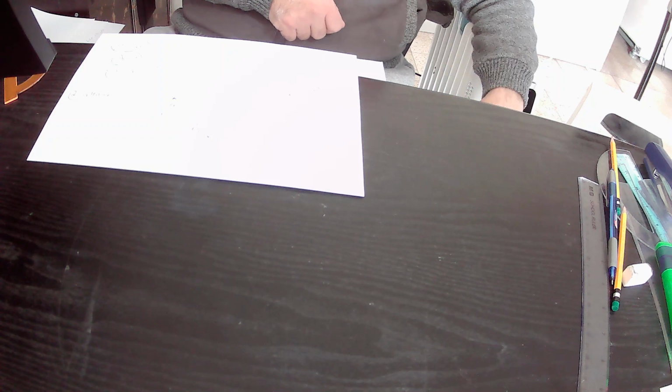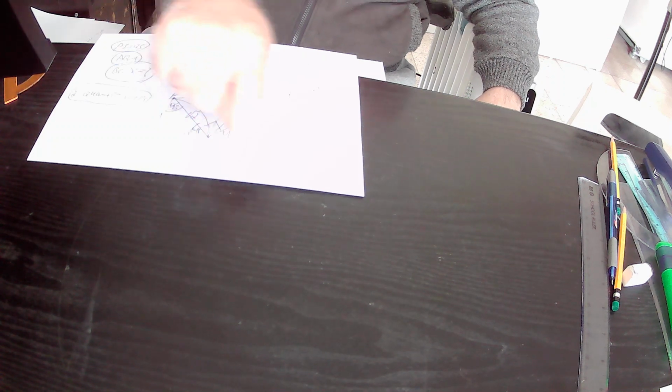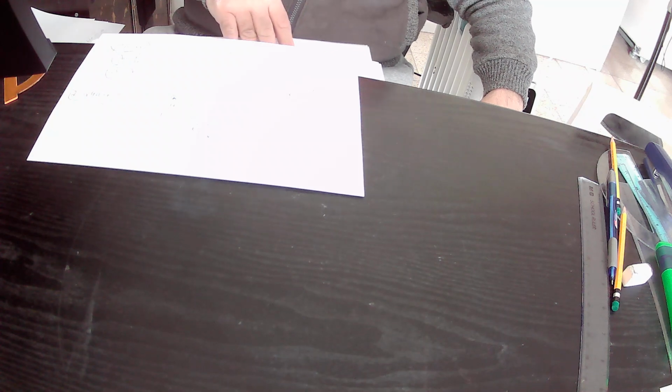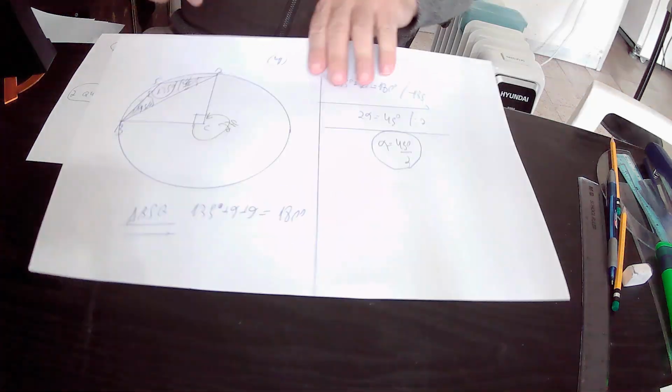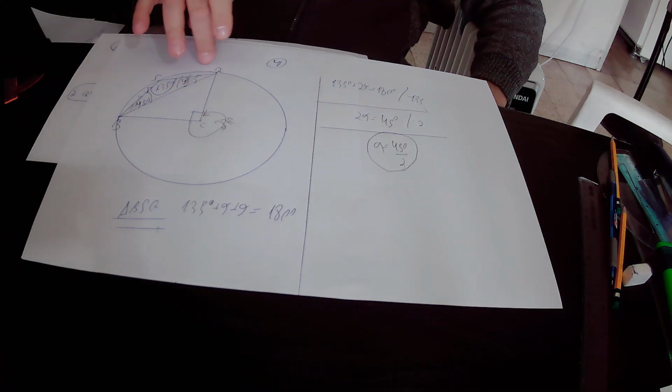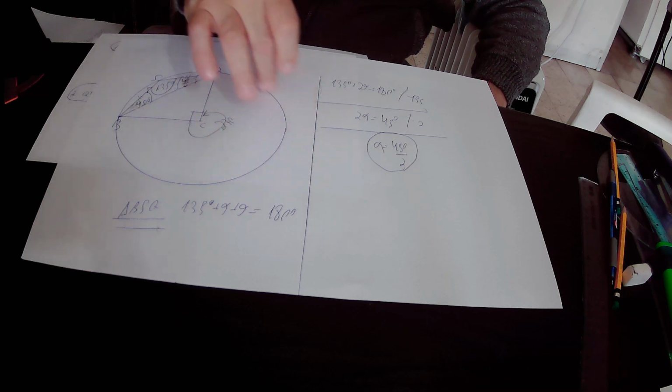Then we completed the big quarter circle to a circle. Here, this is the big quarter circle that we completed to a circle.